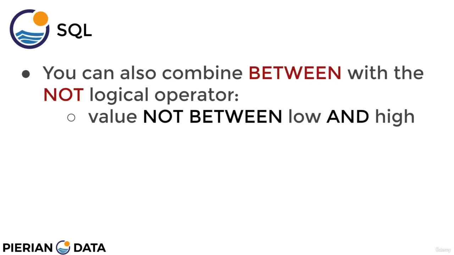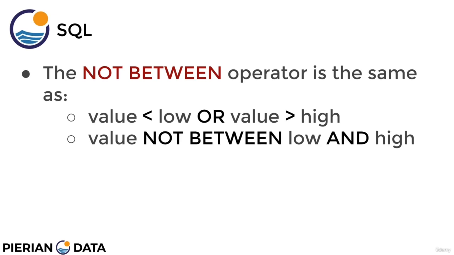You can also combine the between keyword with the not logical operator, essentially asking where is the value not between low and high. And this is the same as asking value less than low or value greater than high. Note here that we are exclusive of the actual low point and high point. So what I mean by that is for the not between statement, if you're saying something like value not between 8 and 9, if a value happens to be 8, it's not going to be included in the not between.